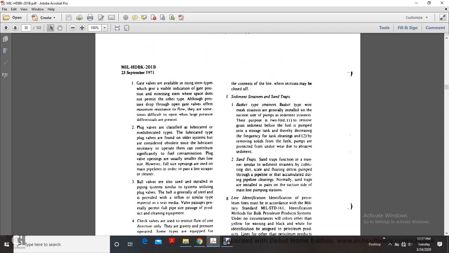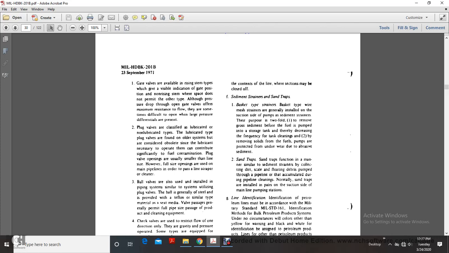Sediment strainers and sand traps. The basic type of strainer is the basket type wire mesh strainer, generally installed on the suction side of the pump. Sediment strainer: the purpose is twofold, to remove the gross sediment before the fuel is pumped into the storage tank, thereby decreasing the frequency of tank cleaning by removing solids, and to protect fuel pumps from undue wear by abrasive sediment.